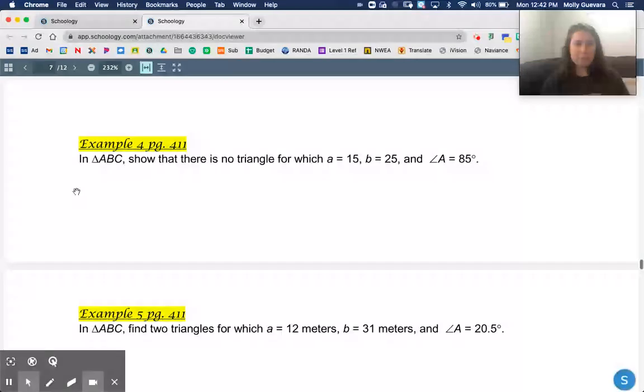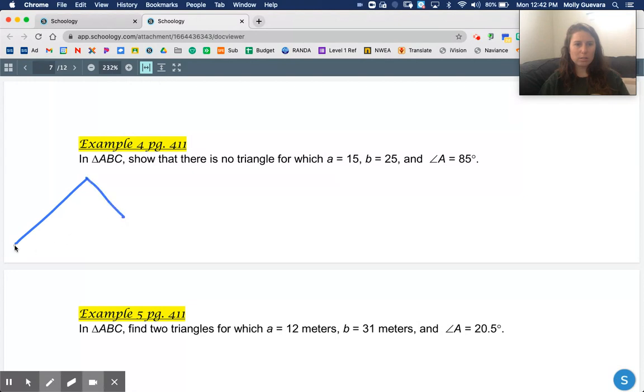Okay, let's look at example 4. In triangle ABC, show that there's no triangle. Okay, so A, B, C. Angle A is 85. Side a is 15. Side b is 25. Okay, so the angle I'm given is acute, so it's going to be case 1, 2, 3, or 4.